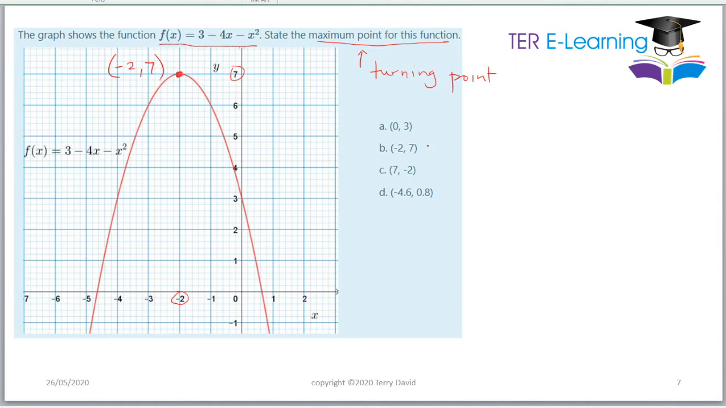So therefore, the answer in this case is B, right? So this is the coordinates of the maximum point for that function. Cool. So that's number 5.